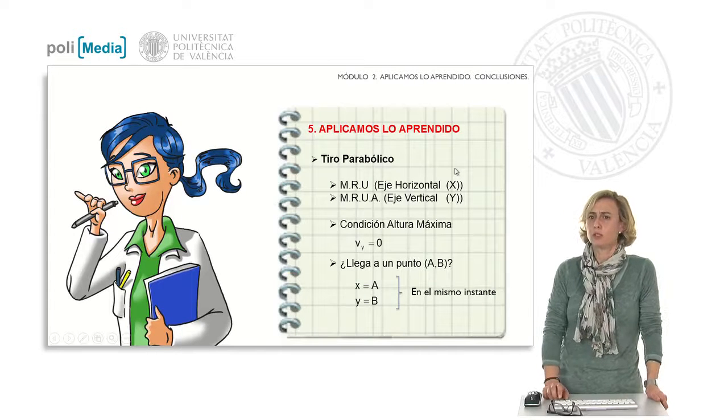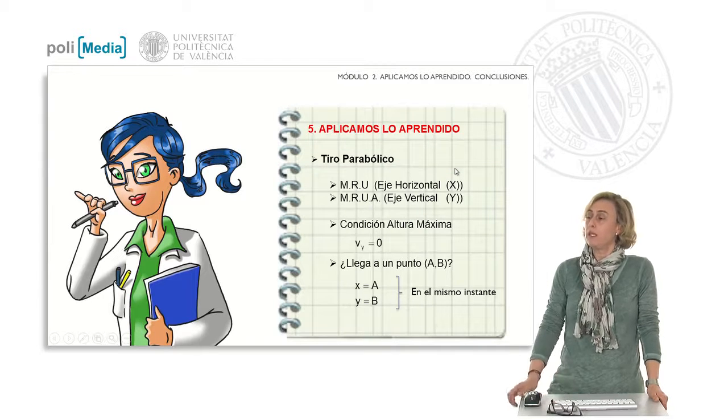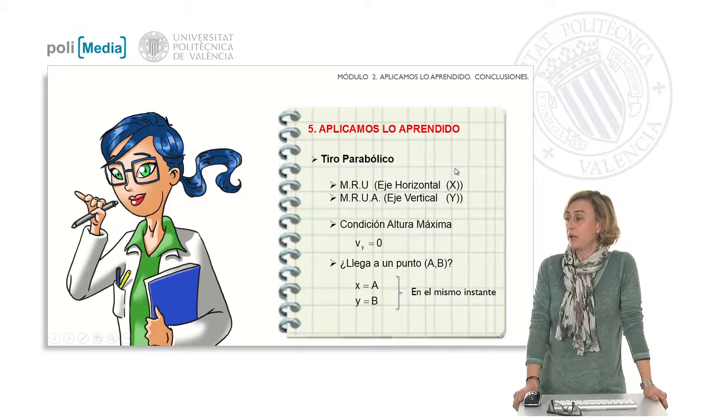Let's recall what we have done throughout this class. We have studied the parabolic shot, which is the composition of two motions: a uniform rectilinear motion on a horizontal axis, which in our case was x, and a uniformly accelerated rectilinear motion on a vertical axis, which in our case was y. We have calculated the maximum height condition, and the maximum height. The maximum height condition is v sub y equal to 0. And finally, we have seen if the ball arrives at a point of coordinates a, b.